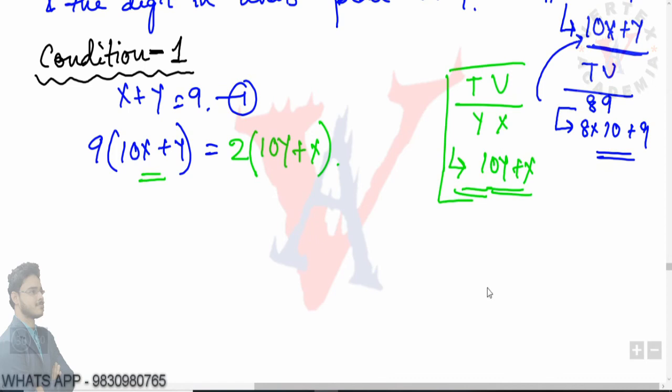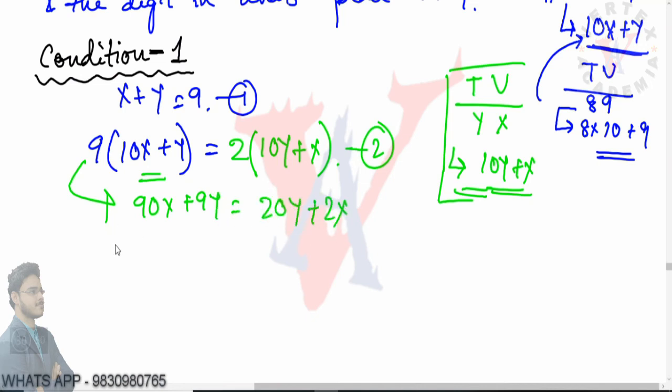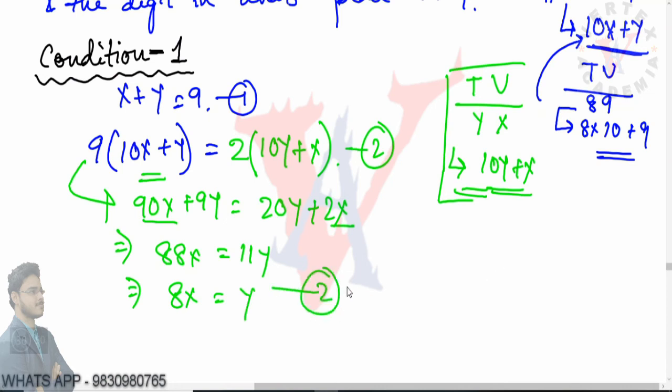So now finally we have two equations, and let us first proceed a bit further and simplify it. So it is 90x plus 9y equals 20y plus 2x. So this is actually 90x minus 2x, so 88x equals 11y. This is a very simple equation. So we divide it by 11, so 8x equals y. So this is the second equation based on the conditions.